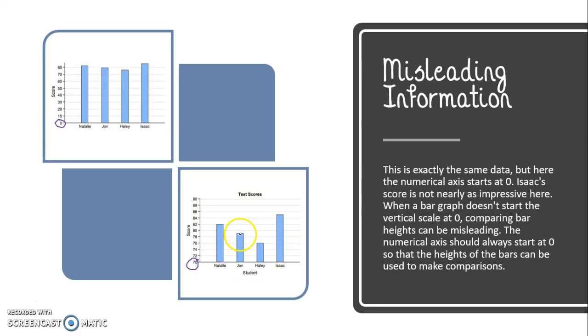It makes you think that Haley did a lot worse than Isaac. But if you look here, you can see that they didn't do a whole lot worse. Isaac scored around an 84, maybe 85, whereas Haley scored maybe a 76, 78. Not a huge difference, right? High C, mid C to a low B. Not a significant difference. Once again, this is just to point out that all of your bar graphs should always start out with an axis of 0, no matter what.